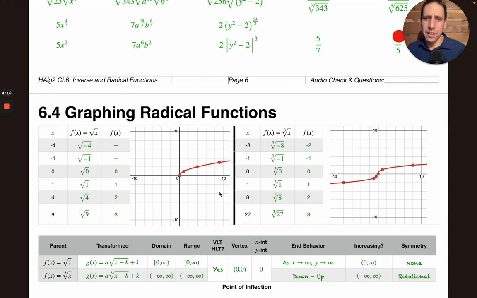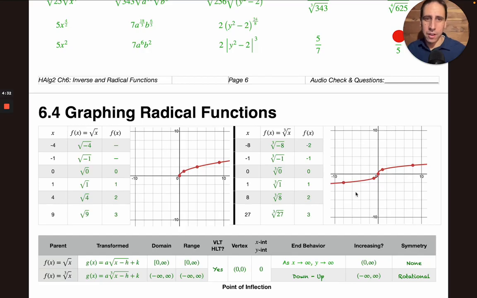The vertex, this right here, is 0, 0, unless of course it gets transformed, like it might get transformed to h, k, and that might be a new vertex. Here, we're actually not going to call this a vertex. We're going to call it a point of inflection, but same idea.